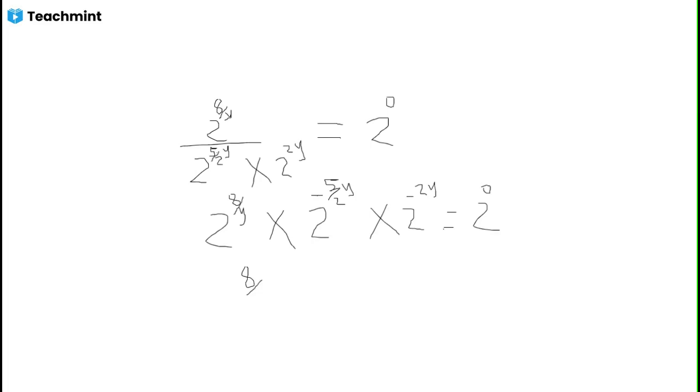So 8y minus 5 over 2y, then minus 2y is equal to 0. Now, complete that. Tell me the value of y.